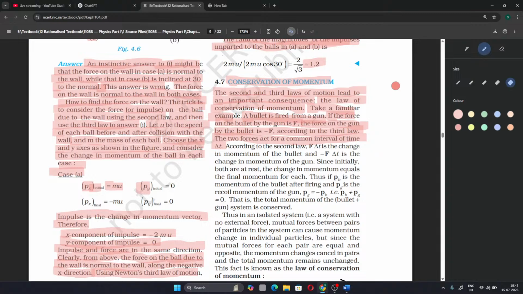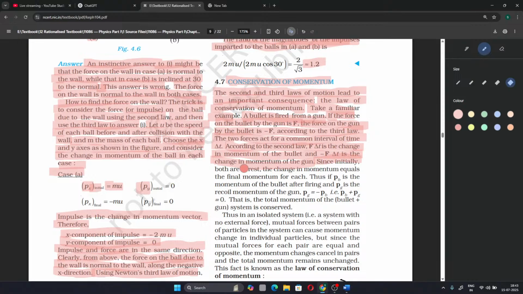According to the third law, the force on the bullet and the force on the gun act for a common interval of time, delta t. They're acting at the same time. This is also important to remember. Not only in this case, but generally as well. According to the second law, F times delta t is the change in momentum of the bullet, and minus F times delta t is the change in momentum of the gun. The change in momentum is the same but opposite.